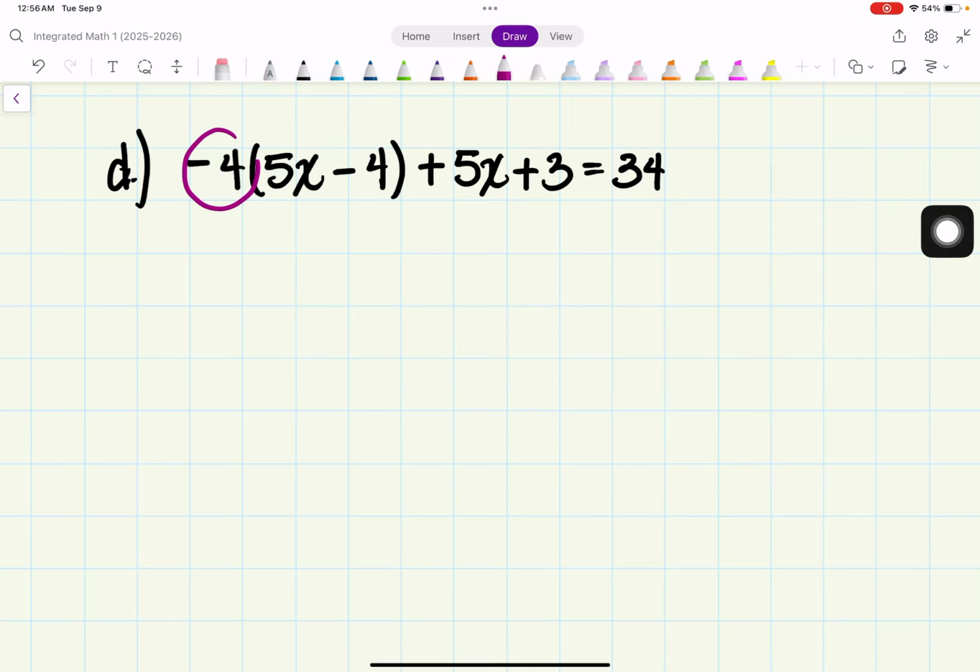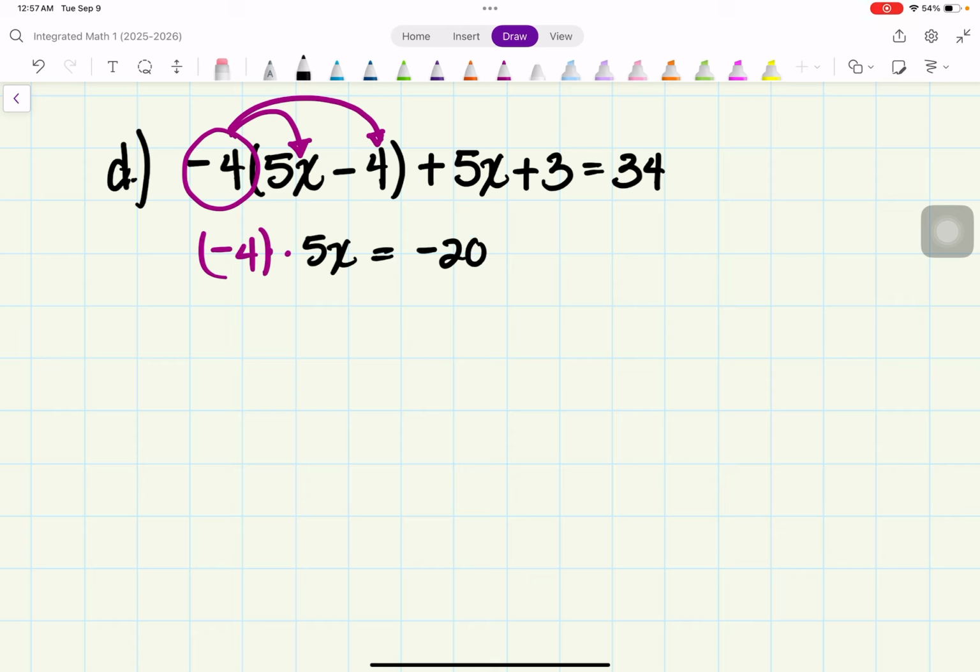First things first, I want to go ahead and distribute, right? Go ahead and multiply this in. So I should have a negative 4, let me put this in parentheses, times a 5x. That gives me a negative 20x. And then I have the same negative 4, but now we're multiplying by another negative 4, which would give me a 16. So this section became these two.